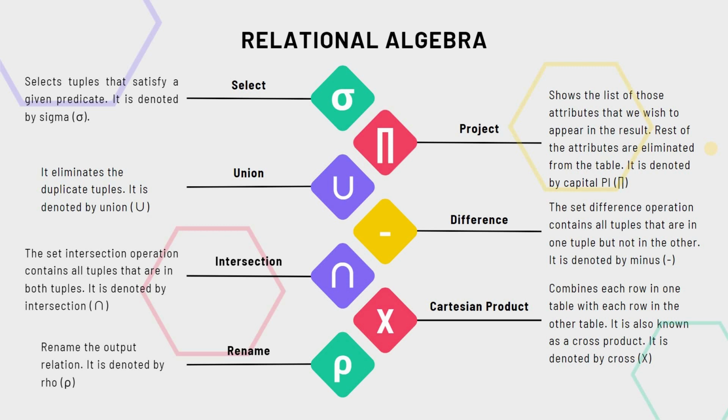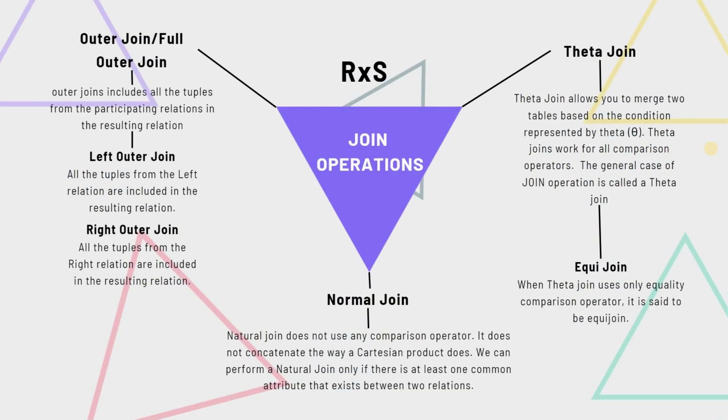Intersection shows all the duplicate values between relations. It is denoted by an intersection sign. Cartesian product, also known as cross product, is basically used to combine two tables and it is denoted by a cross. Rename is used to rename values in a relation. There are other operators that are used to filter the values and join the tables based on various conditions. These operations are called join operations. We will discuss them one by one.